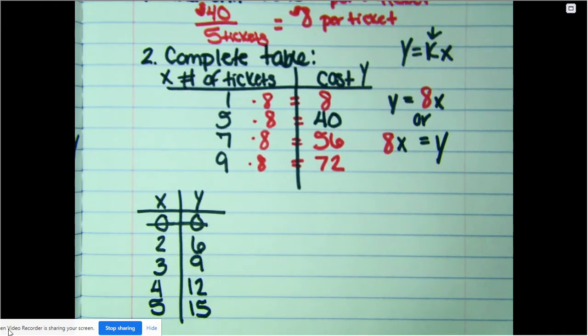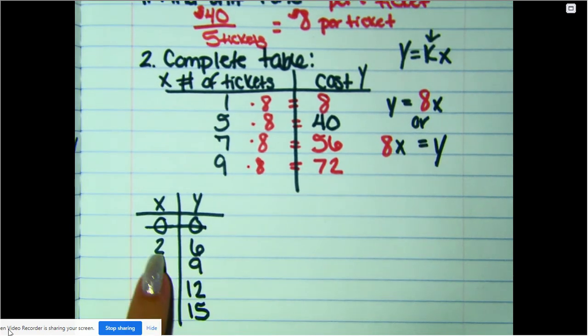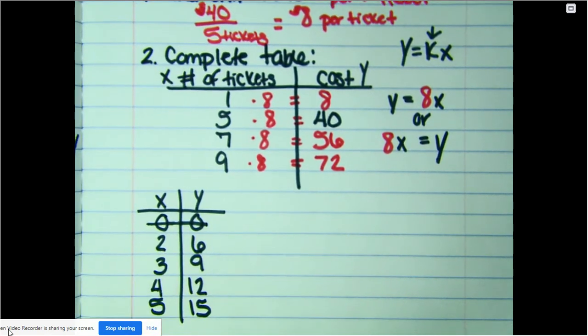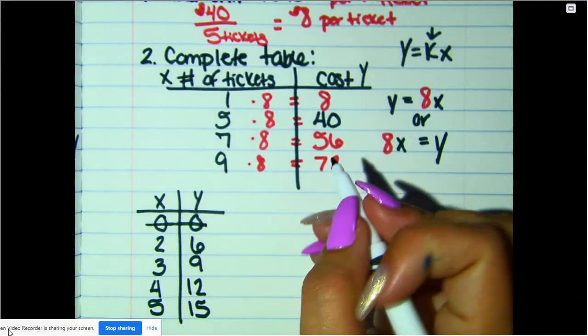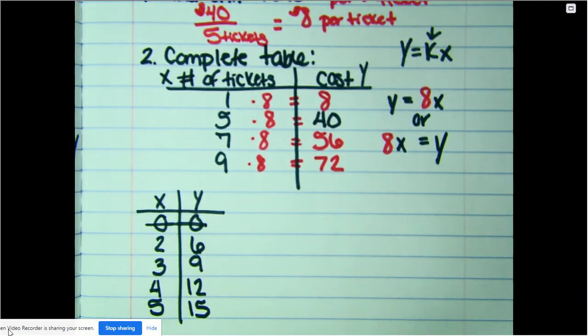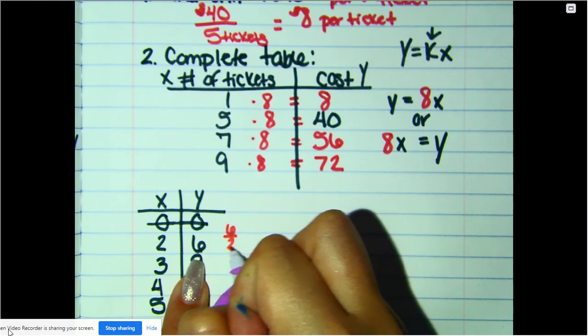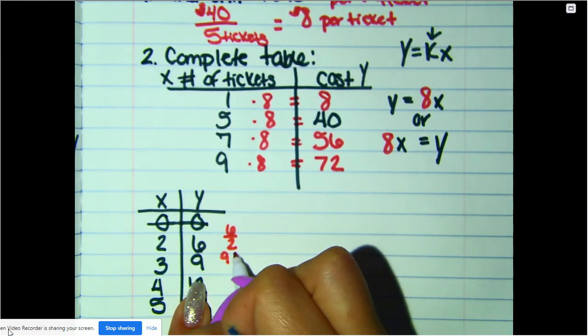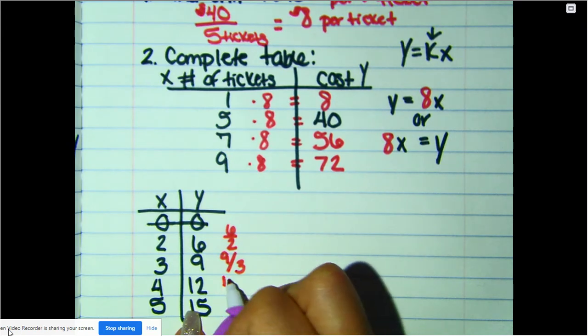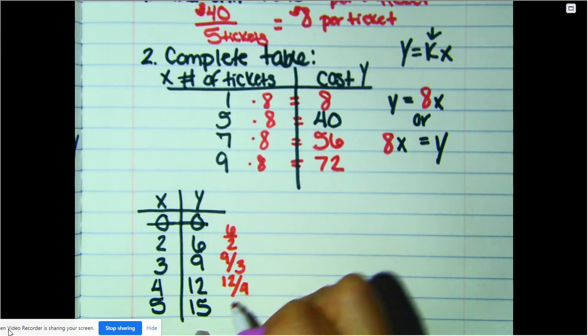So that's not going to help me much with finding my unit rate, but I am going to take Y over X. Okay, we always make sure we put the Y over the X. So we're going to do 6 divided by 2 to get my unit rate. So every single one of these, I'm going to do 6 divided by 2, 9 divided by 3, 12 divided by 4, and 15 divided by 5.